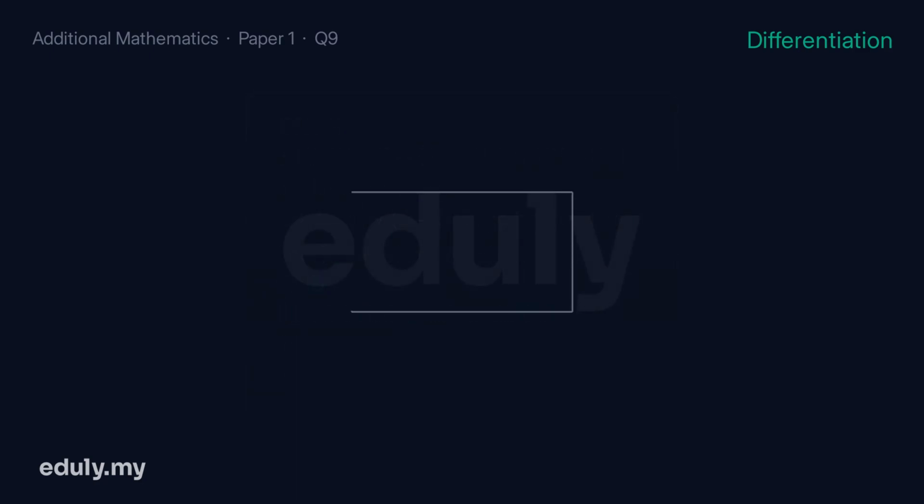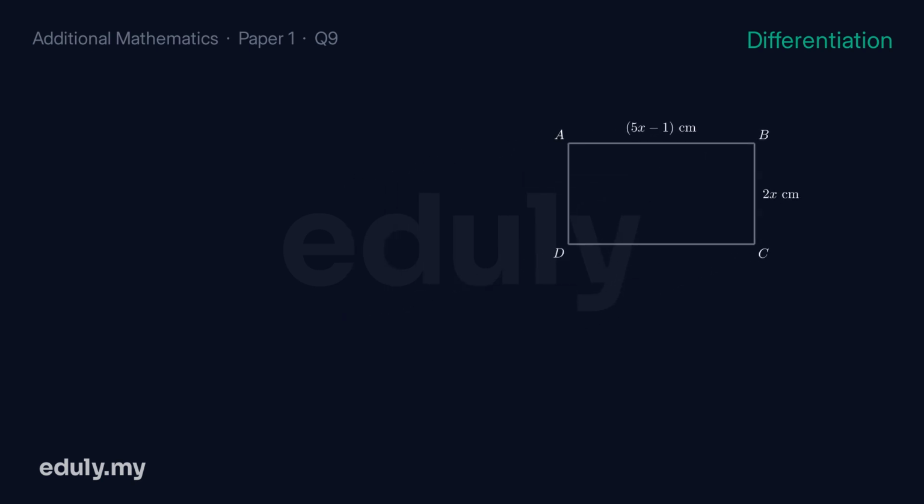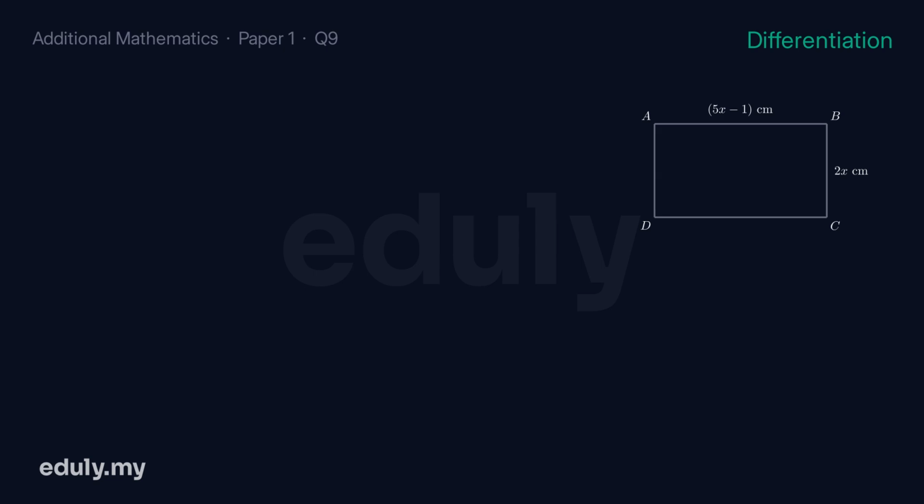Here is diagram 6, the rectangle ABCD. The top side AB is 5x minus 1, and the right side BC is 2x. The area of a rectangle is just its length times its width, so we multiply those two sides together. Let's keep the rectangle beside us and work through part A.